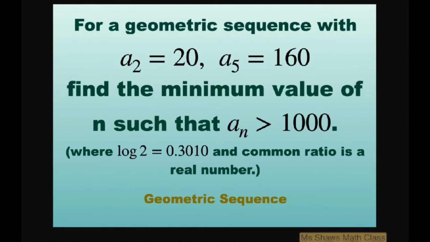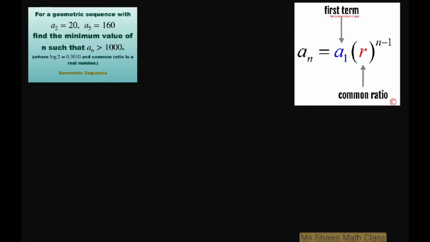Everyone. For a geometric sequence where our second term is 20 and our fifth term is 160, we're going to find the minimum value of n such that our sequence is greater than 1,000. Alright, so let's look at this. What we want to do is find A and R first. That means our first term and our common ratio.